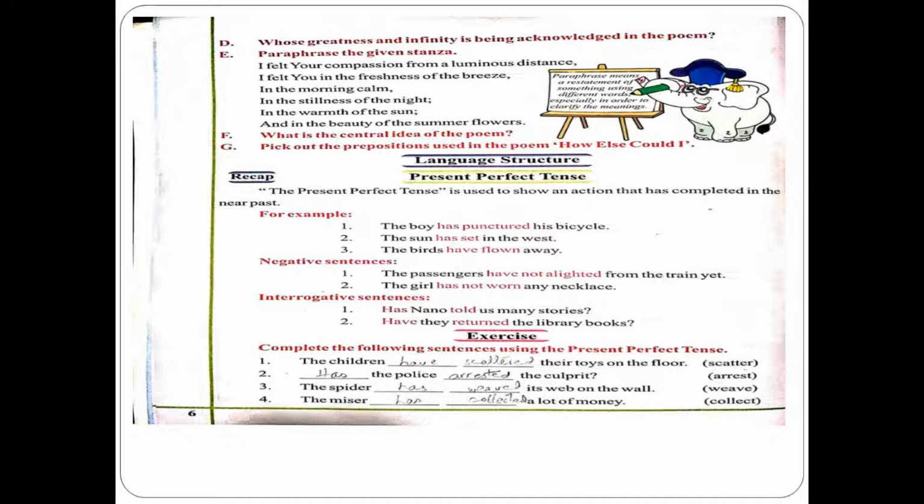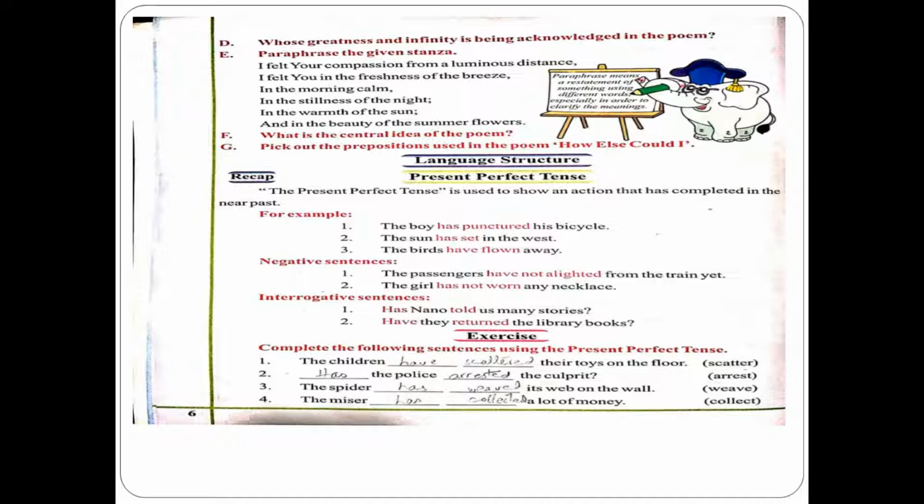Now we will move towards the language structure. And in language structure, what is given? Present perfect tense. You have already learned about the tenses in your previous classes, and you are also well aware how to identify present perfect tense and how to translate it. Now we are going to recap it. The present perfect tense is used to show an action that has completed in the near past. This tense is used to show any action which has been completed in the near past.